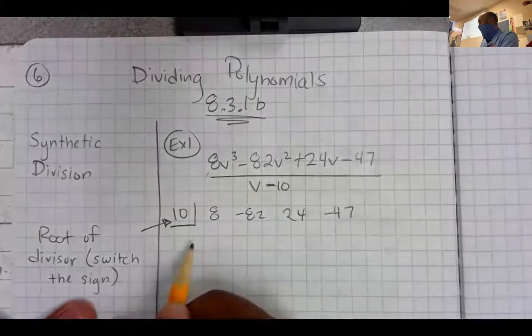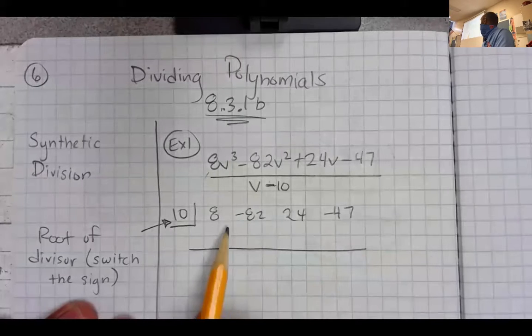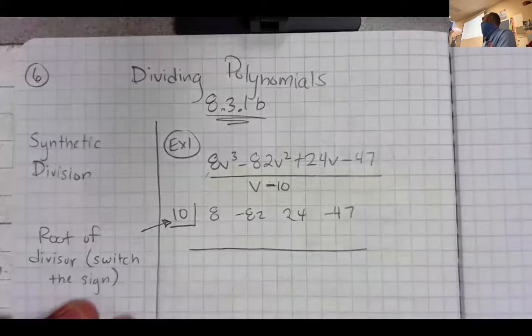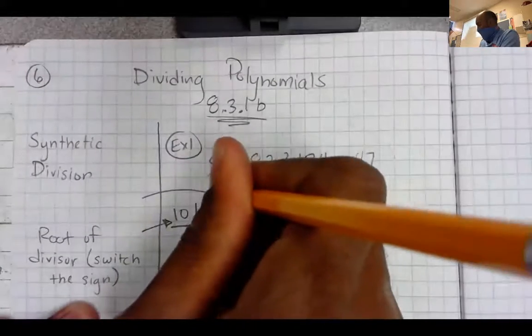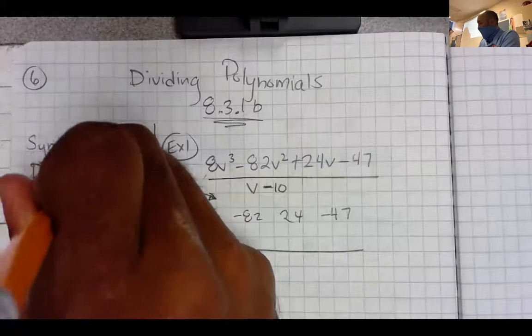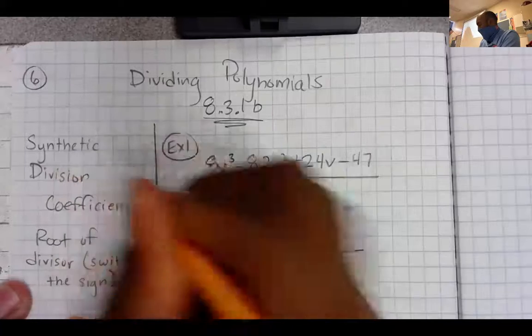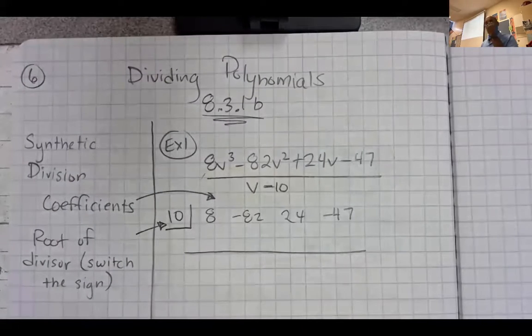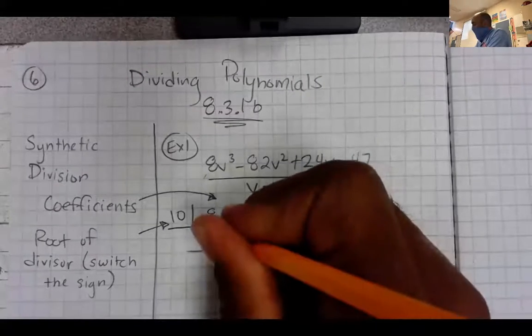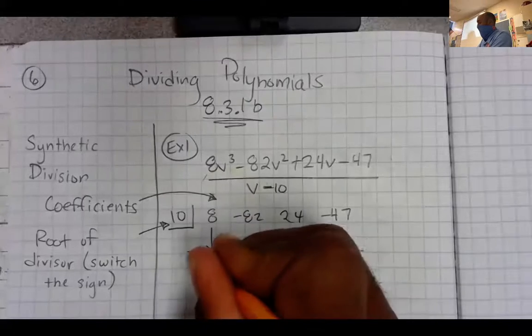Okay, now I want to make a line underneath the numbers, but leave some space under these numbers, because you're going to write in some values right underneath. So here I'm just going to make a note that these are the coefficients. Now the first step is I bring down the first coefficient. I just bring it down here.